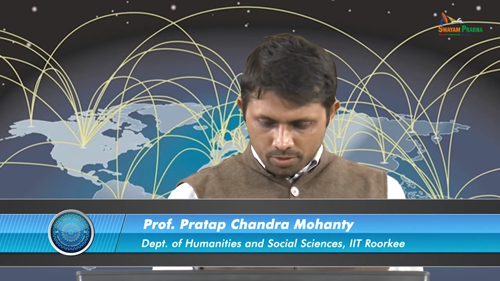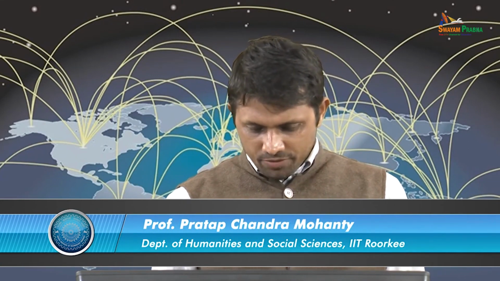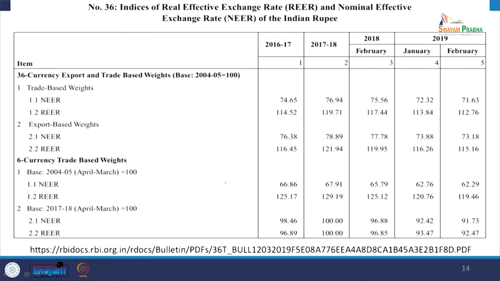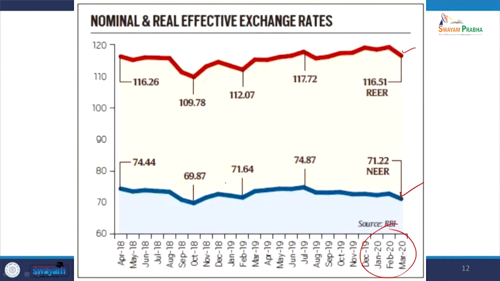As the chart shows, in NEER terms the rupee has depreciated to its lowest level since November 2018. Since November 2018 the rupee has depreciated. The rupee has been steadily losing value, showing the Indian economy's reducing competitiveness, especially since July 2019.